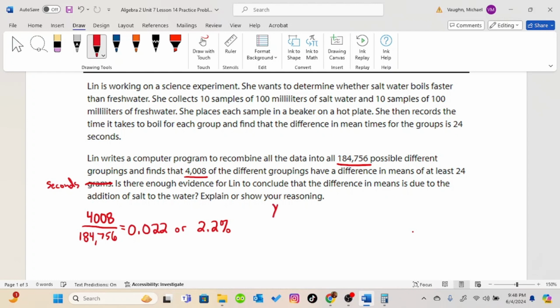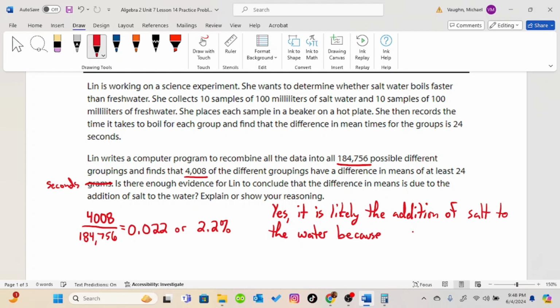So, yes, it is likely the addition of salt to the water, because it only happened by chance 2.2% of the time.